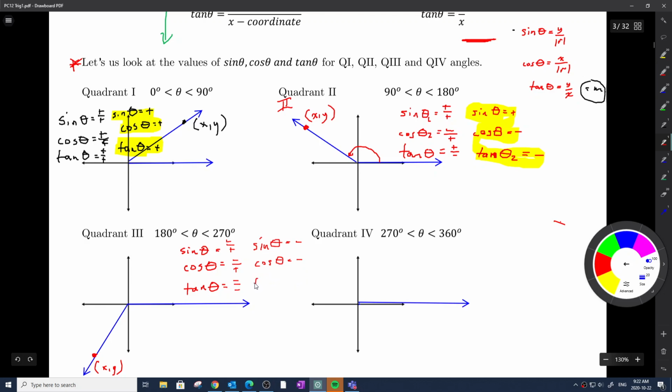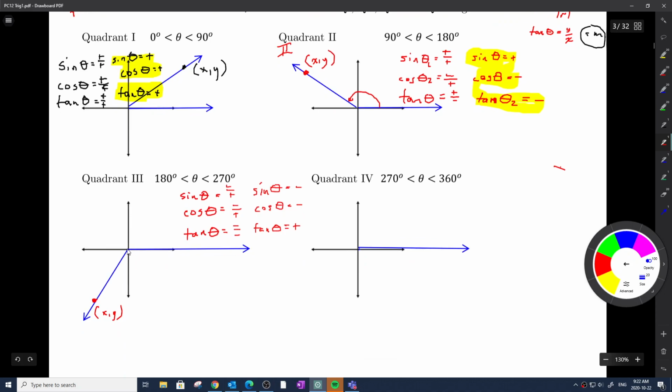Now tangent theta. Now this can be a little bit tricky. The tangent theta, since y is negative and x is negative, is therefore a negative divided by a negative, which is a positive. Also, you may want to look, what is the slope of this line? Well, that's a positive sloped line, so that gives us an indication that our tangent is going to be positive. All right, there we have it. I'm going to press pause.